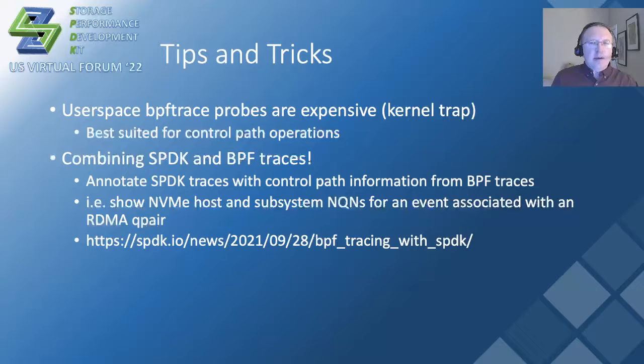Okay, so finally some tips and tricks. First, bpftrace user space probes are expensive. In the kernel, it's using eBPF, so it's very fast, but in user space, a kernel trap has to happen, and that's relatively expensive. I think Conrad Steiber did some measurements that it's up to 3 microseconds of overhead, depending on the architecture, which means you can only capture maybe 300,000 user space probe points per second. So this is not suitable for IO path operations, really only control path.